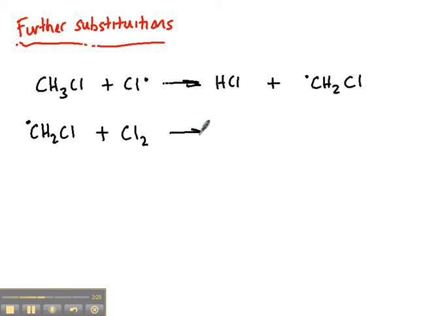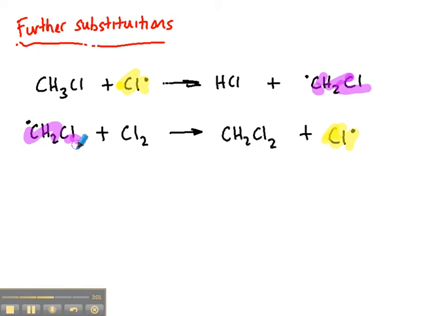for instance we could have further substitutions happening on what was the original methane. So CH2Cl2 would be formed plus another chlorine free radical, and again there is nothing stopping that reaction going on, because this chlorine free radical that we've generated can then take part in this reaction over here, and secondly this radical can then take part in this reaction over here again.